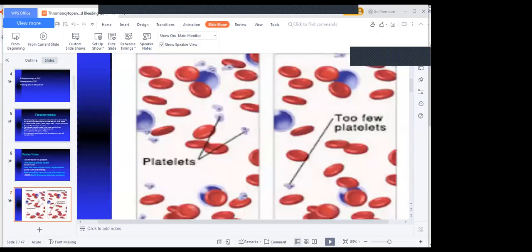And you can see in the smear that platelets are visible in the normal, and in thrombocytopenia you see in the smear that platelet counts are not visible.